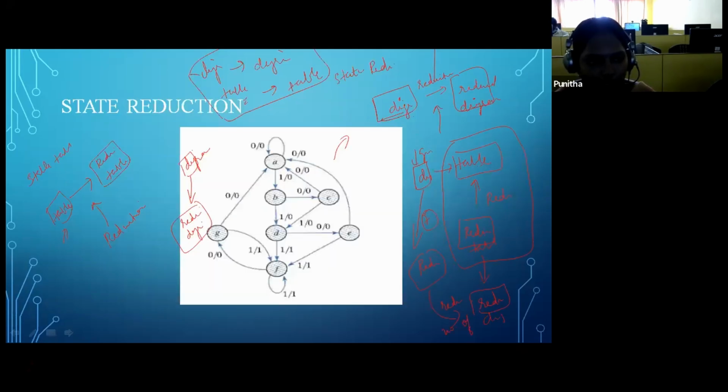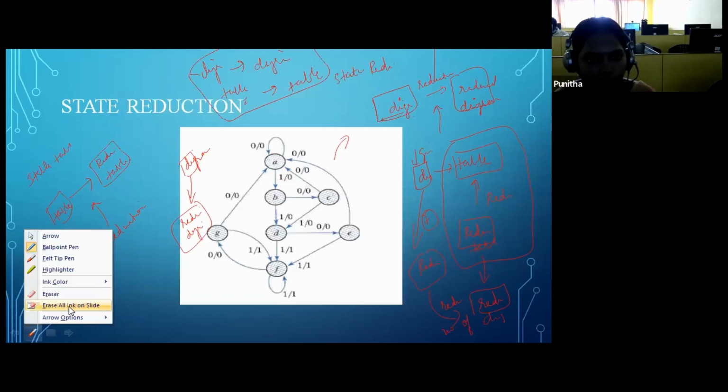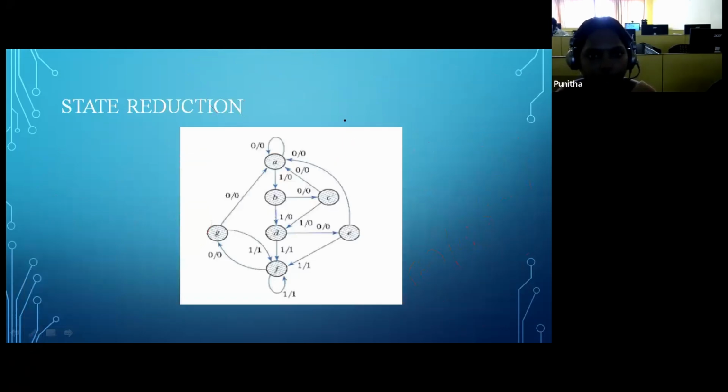But in the university exam, they will never look at the processing of any state. They will just give you the diagram. What you have to do is reduce it, and then mention it as the reduced diagram. Is it clear? What you have to know is how to go about the reduction.